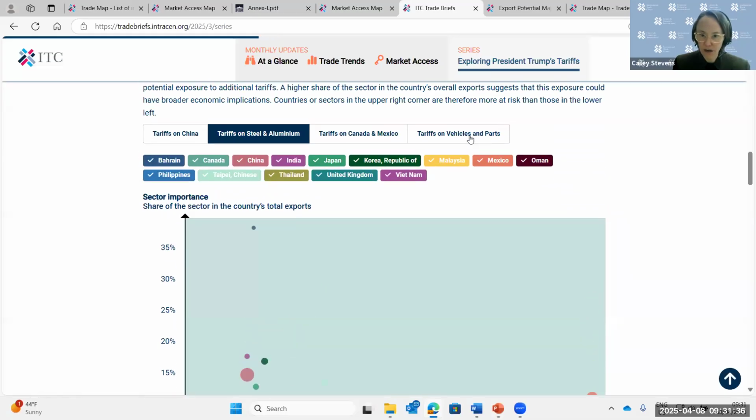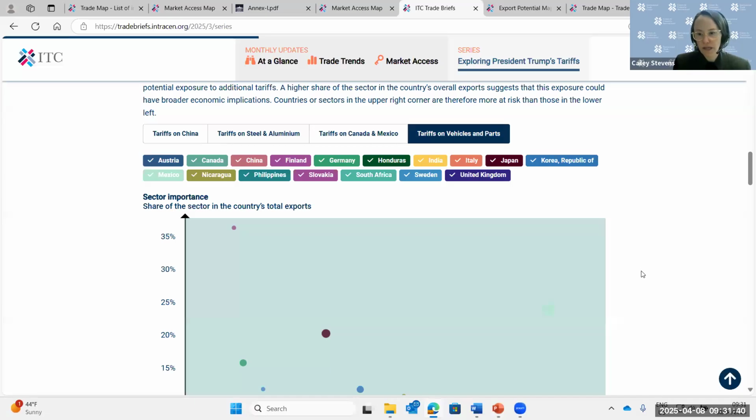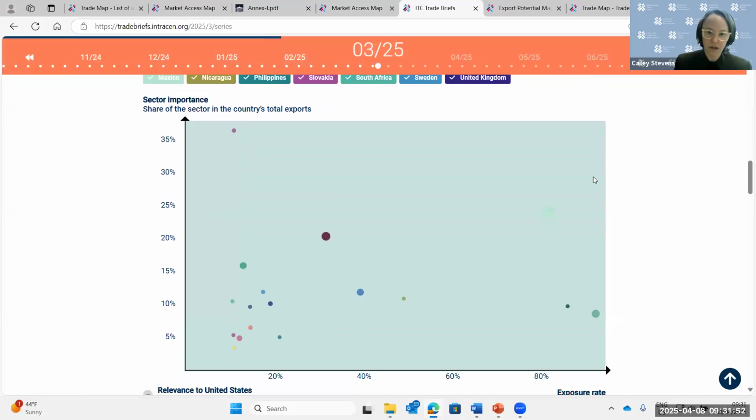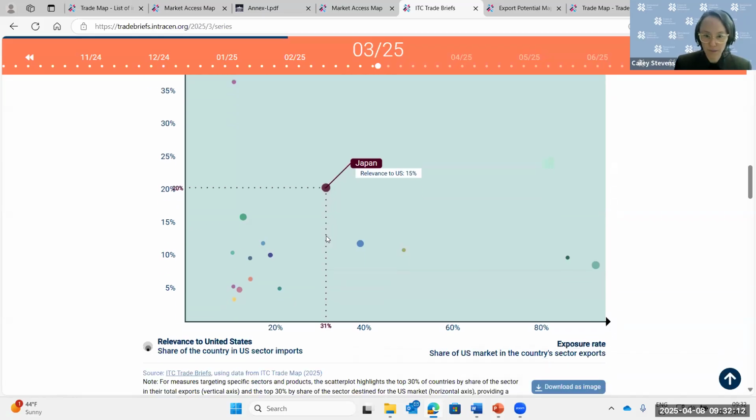Now, we could take another example of tariffs on vehicles and parts. This is another Section 232 action that applies a 25% tariff on cars and car parts. And we can look at Japan. What we see here is that cars and car parts account for 20% of Japan's total exports. So it is an important sector for Japan. We can also see that 31% of Japan's exports of cars and car parts are destined to the US market. So the US is an important market for Japan. And we can also see that 15% of the US's imports of cars and car parts come from Japan. So Japan is also an important supplier to the US.